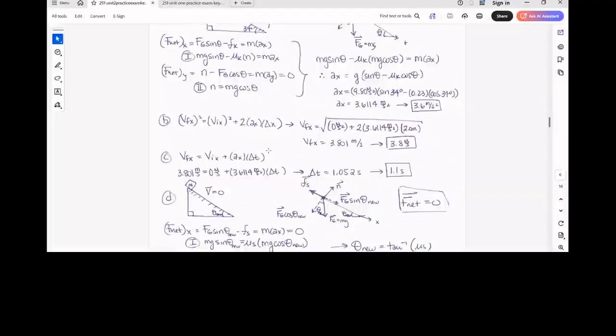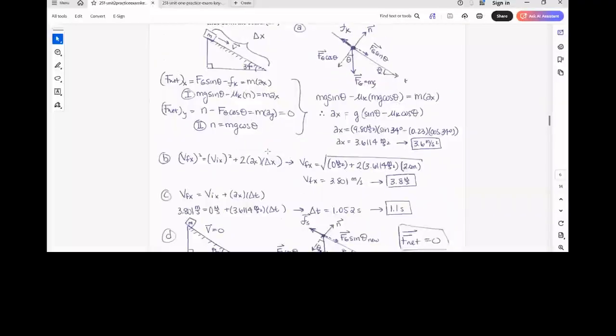Now for part C, we do actually want to know how much time it takes for this block to slide down the ramp. There are two options. You could either use the kinematic equation for position because we know the acceleration, we know delta x, and we know v initial. However, a more concise way to get to the same information is to use our second kinematic equation, so the one for velocity.